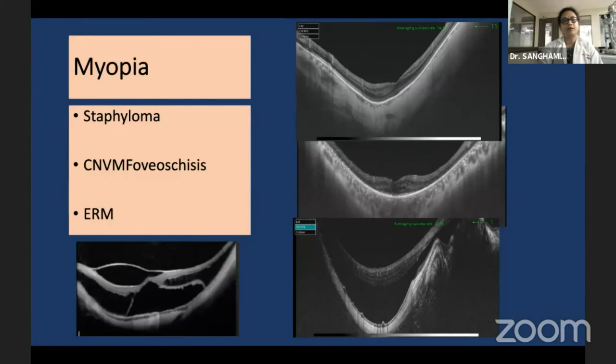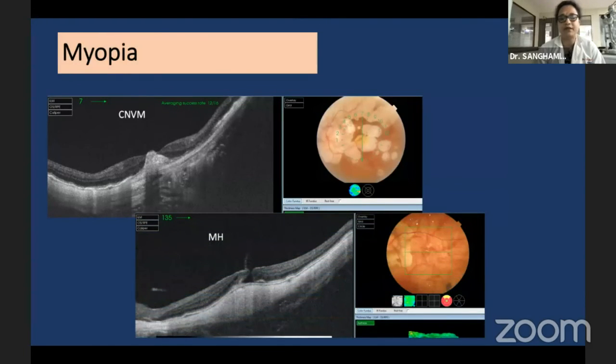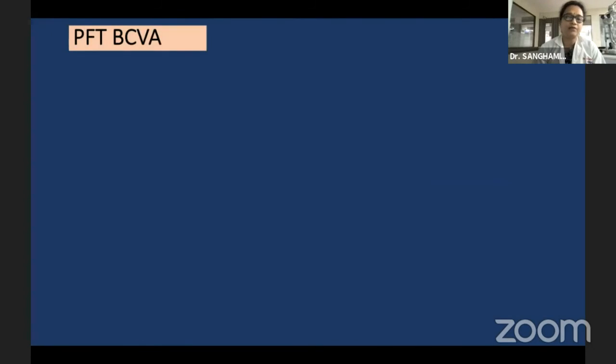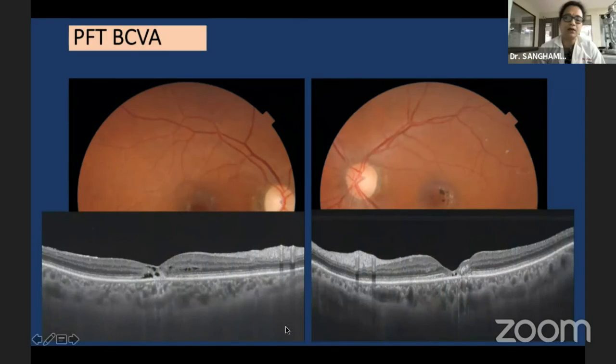In case of myopia, due to less contrast in the posterior pole, it sometimes becomes very difficult to differentiate a CNVM, an ERM, or a macular hole. So with OCT, you can very well delineate all this. Now, this is a case of a CNVM and this of a macular hole which we were unable to locate with our 78D. In case of parafoveal telangiectasia, with a sheen surrounding the macula and pigmentation, you can see the typical hyporeflective cystic spaces bang on the macular area.